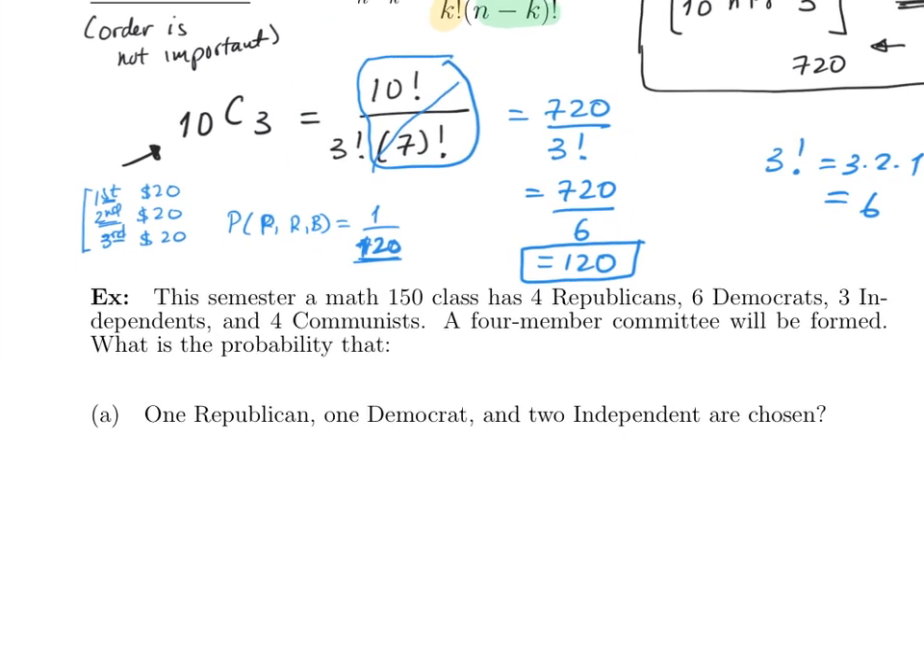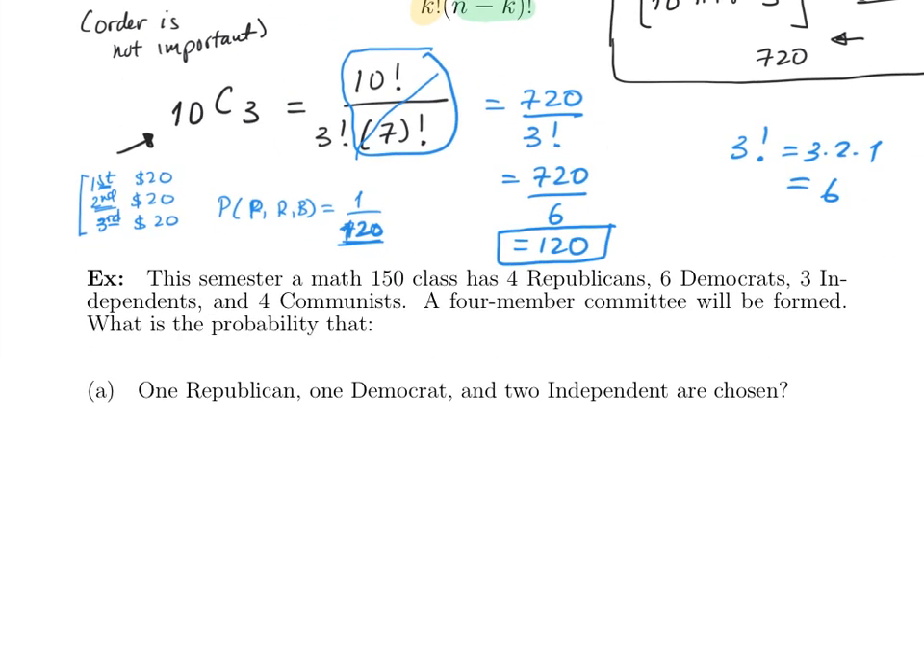Now let's do an example or an application of this. These problems look pretty tricky, but they're actually straightforward. All you have to do is this a few times. So first, of course, read the problem. The question says, this semester, a Math 150 class has 4 Republicans, 6 Democrats, 3 Independents, and 4 Communists. So the first thing you need to figure out is how many you have total. Once you add all of them, you end up with 17 students.